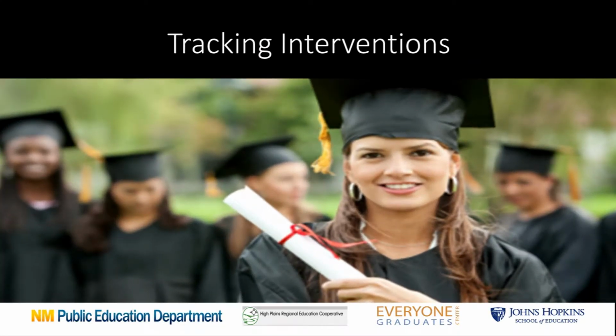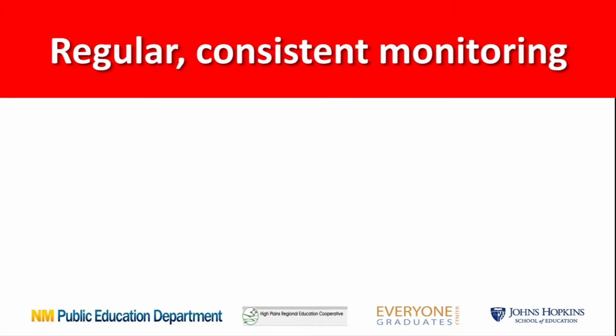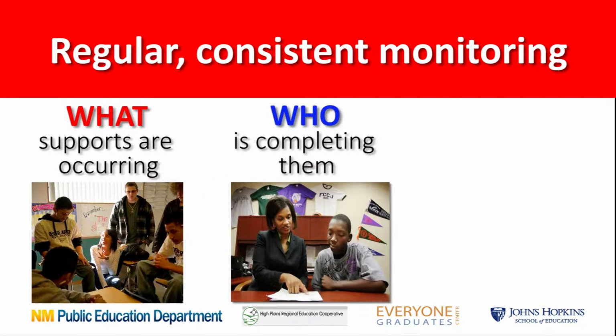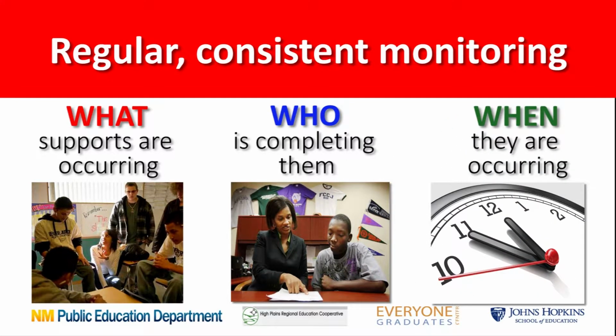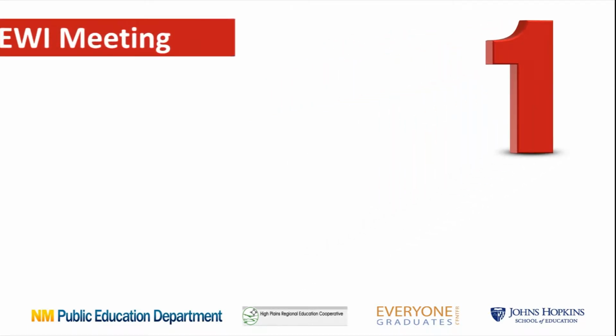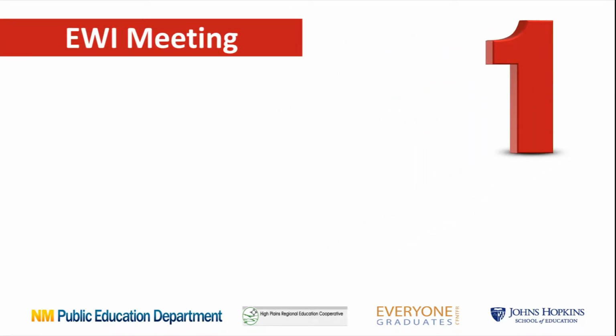The initial process for intervention analysis to be effective is to ensure that your team has regular, consistent ways to monitor what supports are occurring, who is completing them, and when they are occurring. We recommend examining each of these 3 methods. The first method is for interventions assigned within an EWI meeting or student intervention discussion.